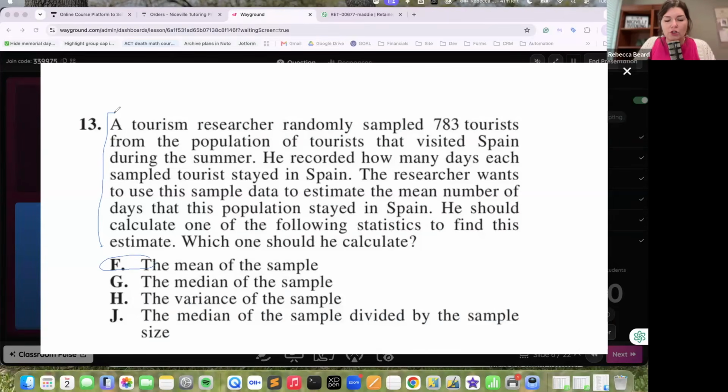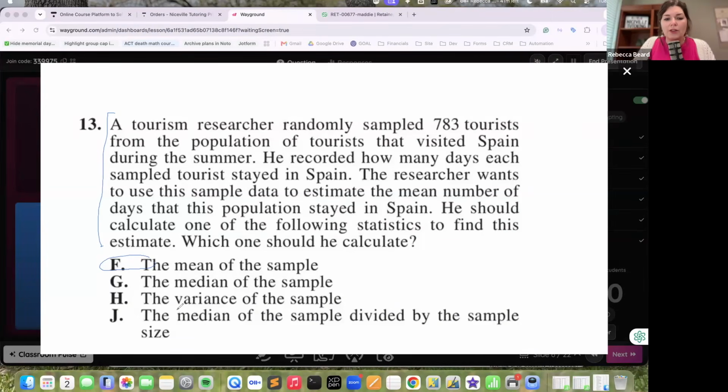A tourism researcher randomly sampled 783 tourists from the population of tourists that visited Spain during the summer. He recorded how many days each sampled tourist stayed in Spain. The researcher wants to use this sample data to estimate the mean number of days. So they are just giving you massive hints through this. So, one, focus on the end of these long questions.